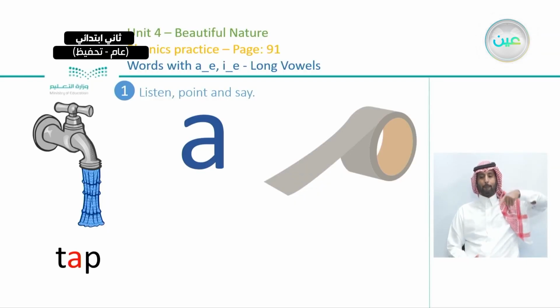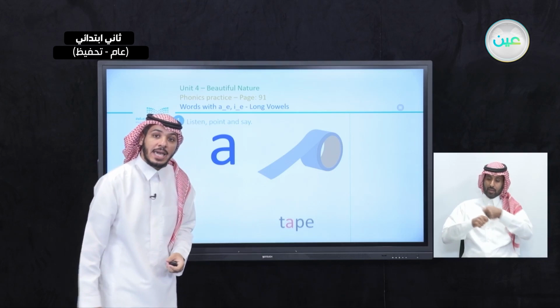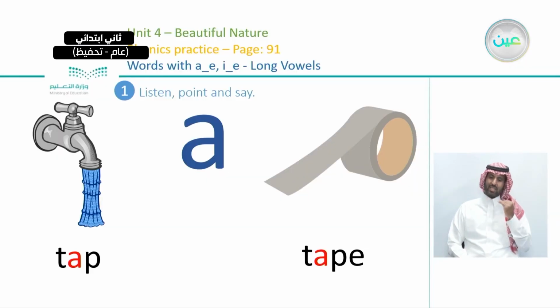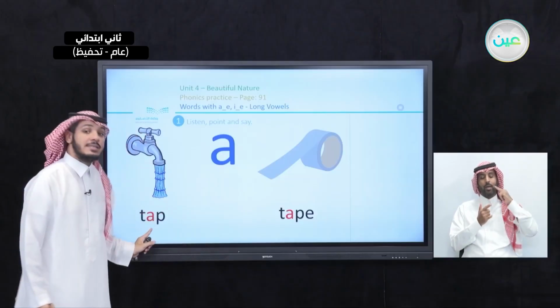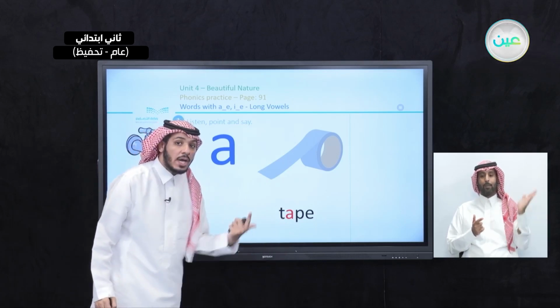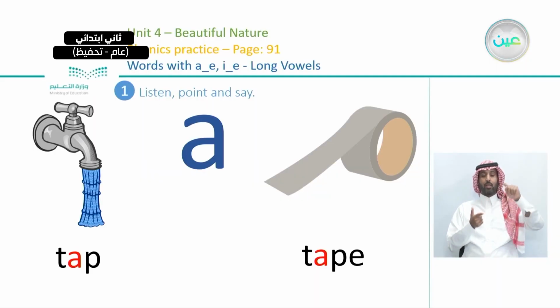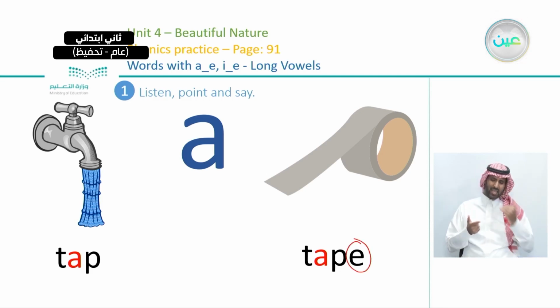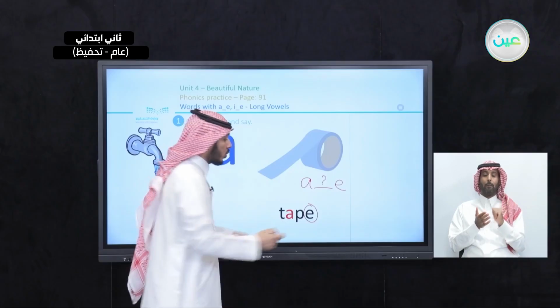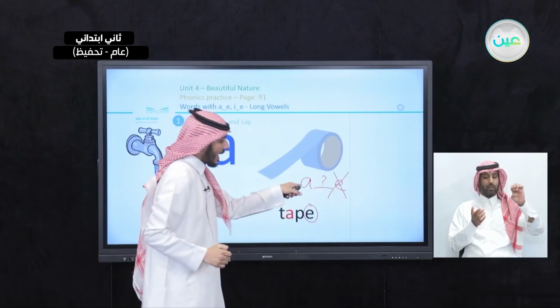What about this? This is called what? Tape. Okay, so look at here. We have A and we have A. But here it says tap and here it says A, tape. Okay, why? Because we have A here, but after that we have E. If you have A, then any letter here, then E, you will pronounce A as A. But if you don't have E, you will say A.